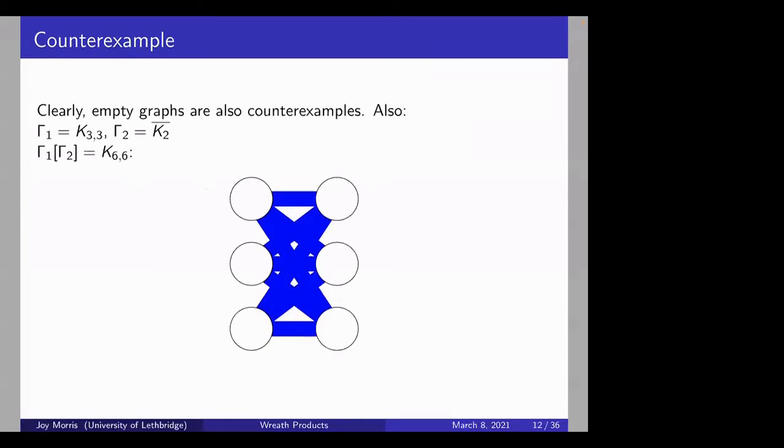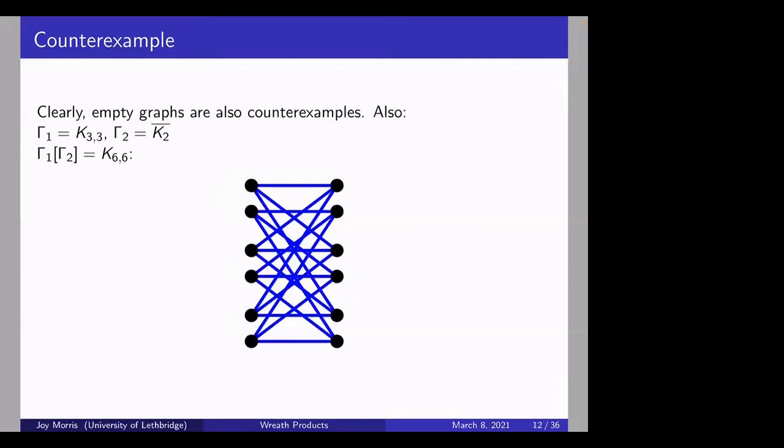We have K33, I've blown it up already. And now my next step, I'm going to put copies of the empty graph on two vertices inside each of those big vertices of my first graph. And now I'm going to replace each of these big fat blue edges with every possible edge connecting copies of my second graph gamma 2. And what I'll get is the complete bipartite graph K66.